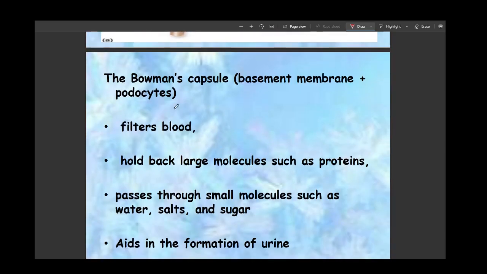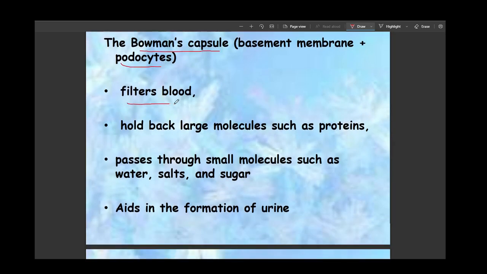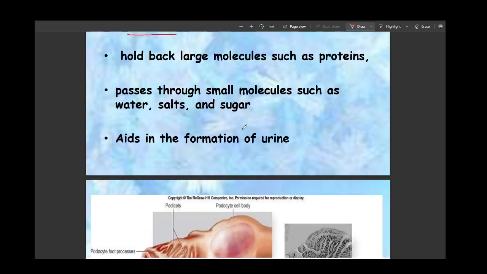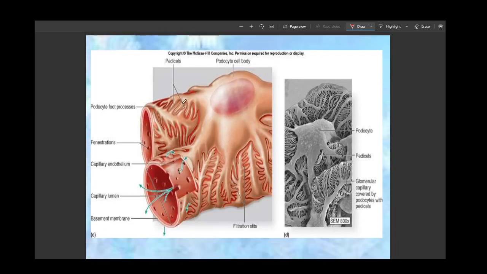The Bowman's capsule consists of the basement membrane and the podocytes, and it filters blood. Let me first show you what a podocyte is. As you can see, this is a podocyte, this is the cell body, and these are its pedicels connecting to each other. Podocytes have foot processes. This is the basement membrane, and it has slit-like pores through which blood cells and proteins cannot pass. Only small molecules like glucose and urea can pass.